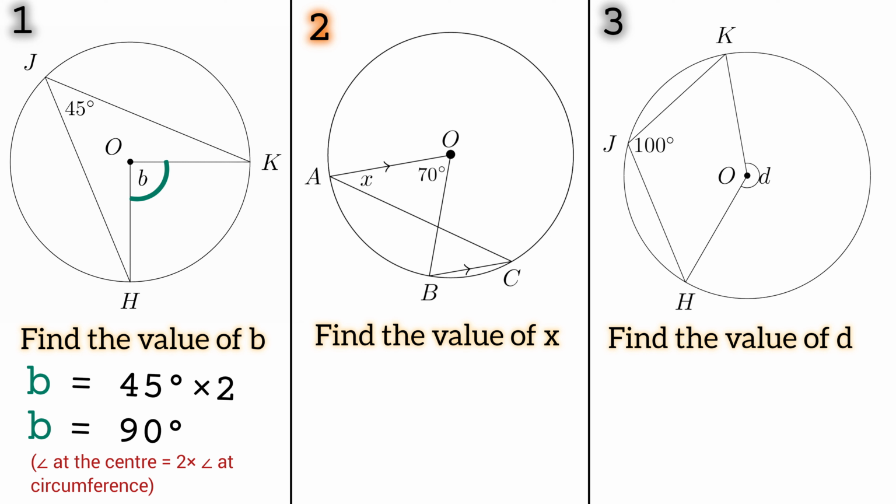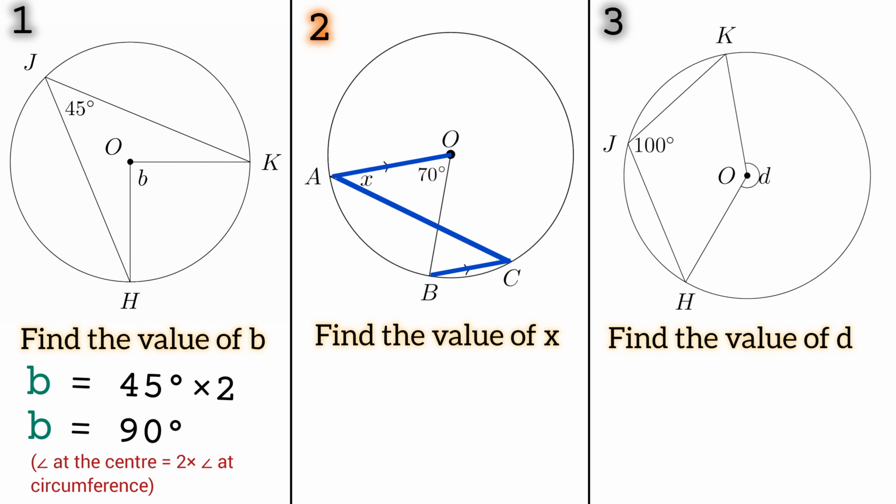In the second example, it is indicated to us that AO is parallel to BC. When two lines are parallel to each other and you have this shape, then these two angles are alternate angles, and alternate angles are equal. So in this case, angle O is equal to angle B. They are alternate angles. And angle A is equal to angle C. They are also alternate angles.